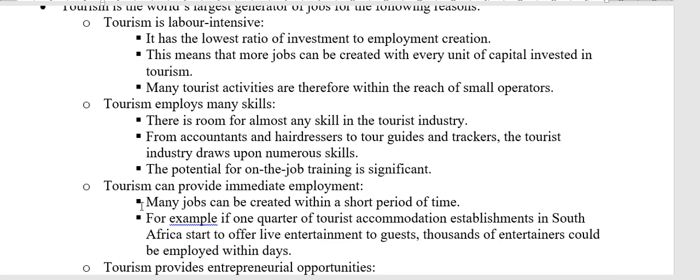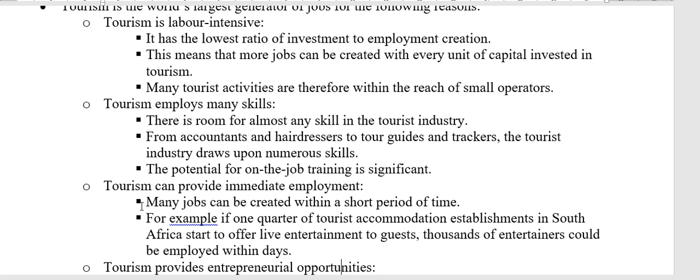In other words, jobs are being done by people. In the tourist industry, it is not possible for people to be replaced by machinery. It is a labor-intensive industry, which means people are being employed to service the tourists. All right. It has a very low ratio of investment to employment creation. This means that with every unit of capital that is invested, every, let's say, 100 rand or whatever, a certain amount of money is invested in tourism, a lot of jobs can be created. Okay, so we don't need, in other words, a very high amount of capital investment. We don't need a lot of money to be invested in order to create jobs.